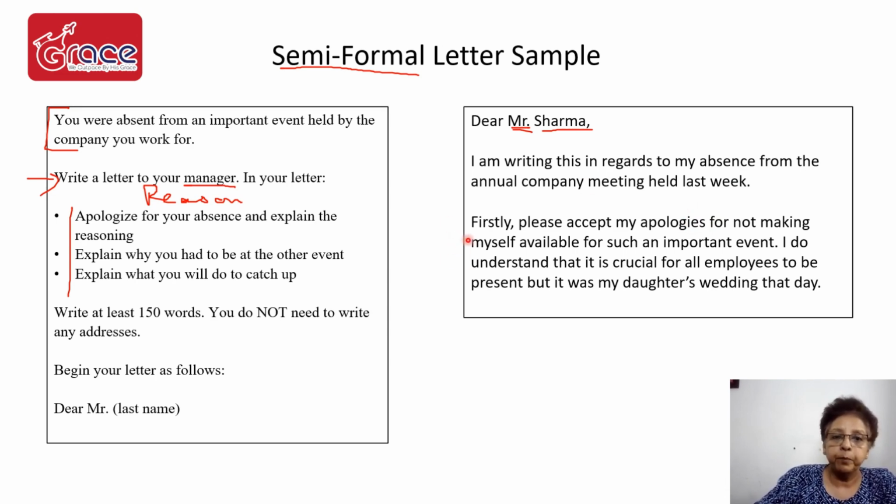Okay, point number 1 says apologize for your absence and explain the reason. Here I say, firstly, please accept my apologies for not making myself available for such an important event. I do understand that it is crucial for employees to be present, but it was my daughter's wedding that day. So he says, apologize for your absence and explain the reason. So he's apologized and he's given a very valid reason for it.